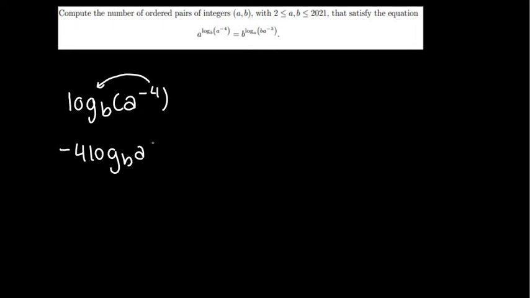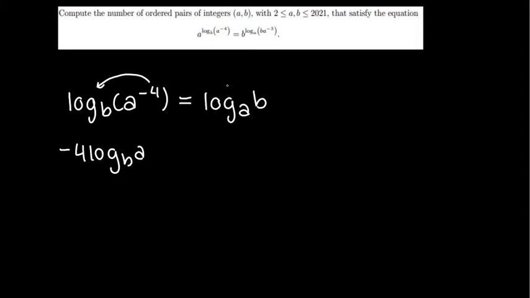Let's take log base a of this whole equation and see what this gives us. So log base a will just cancel out this a, and we'll be left with log base b of a to the negative 4 on this side. Then we have negative 4 log base b of a. And on the other side, we have log base a of b.